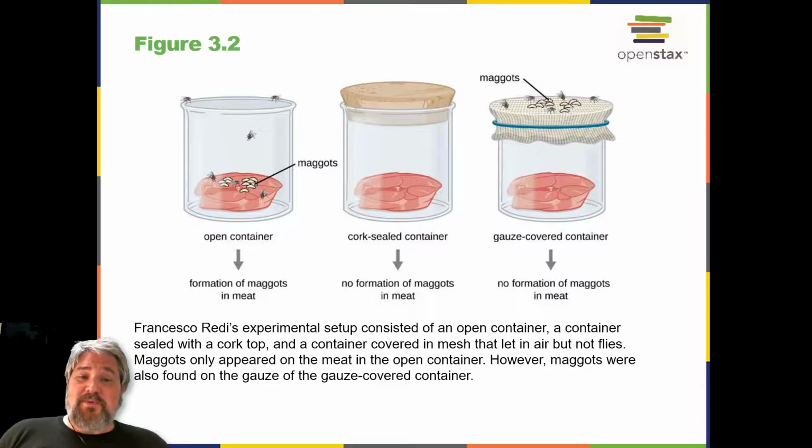His hypothesis was supported when maggots developed in the uncovered jars, but no maggots appeared in either the gauze-covered or the tightly sealed jars. He concluded that maggots could only form when flies were allowed to lay eggs in the meat, and that the maggots were the offspring of flies, not the product of spontaneous generation.